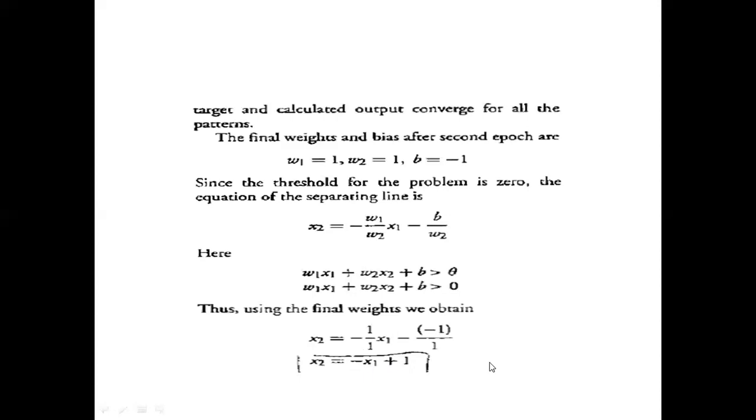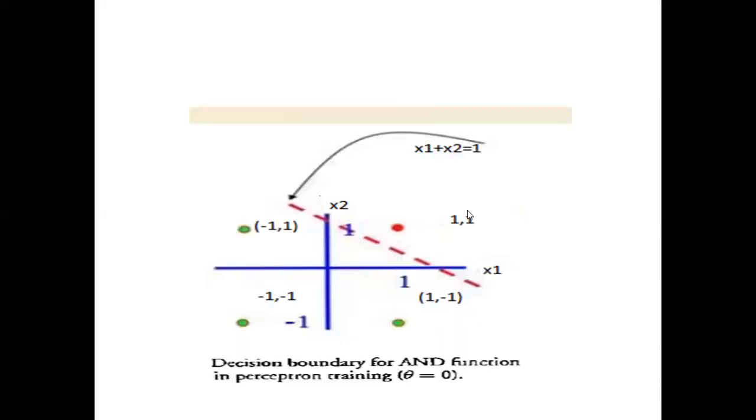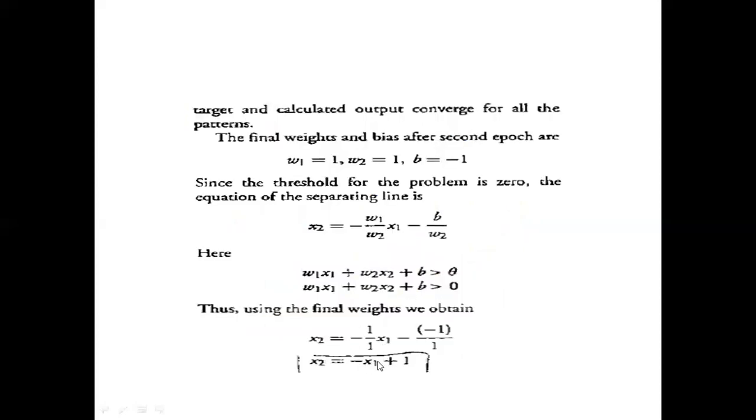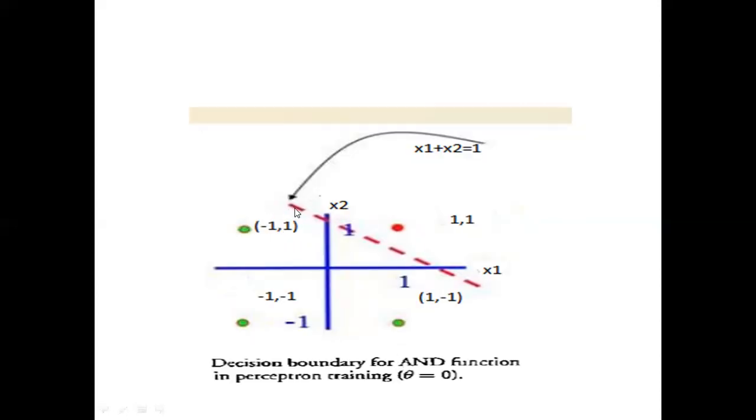We have shown these diagrams in the next slides. Here we consider the graphical chart, where the x-axis is x1 and the y-axis is x2. This point is 1, 1; the second quadrant is -1, 1; the third quadrant is -1, -1; and the fourth quadrant is 1, -1. Here we draw the line function x1 plus x2 equals 1, or x2 equals minus x1 plus 1. This is the line function for the AND function.